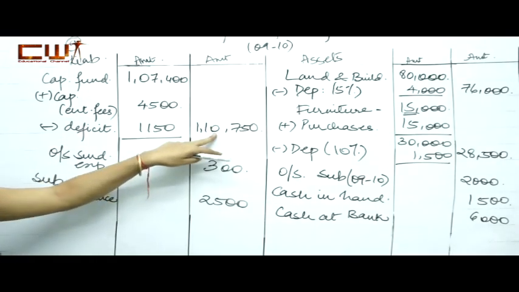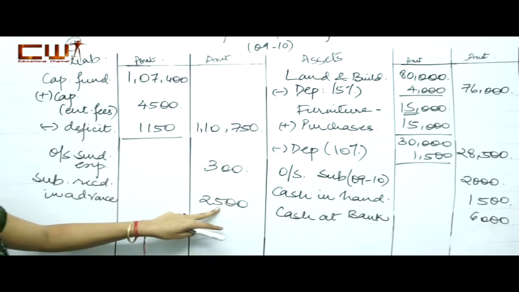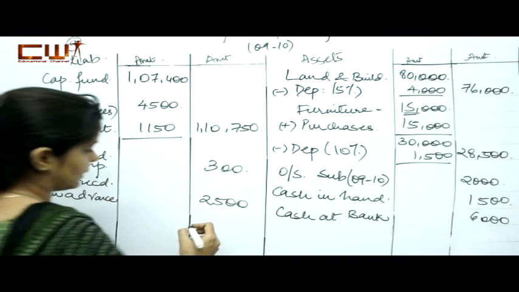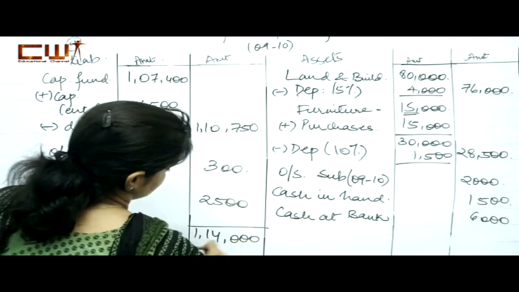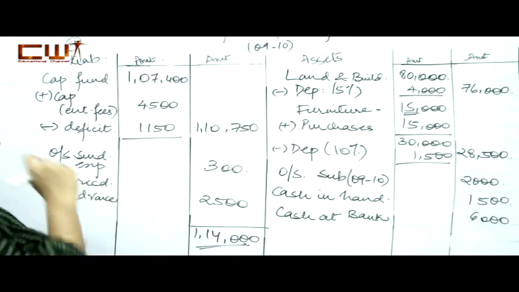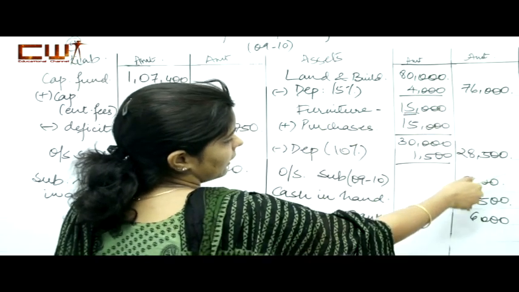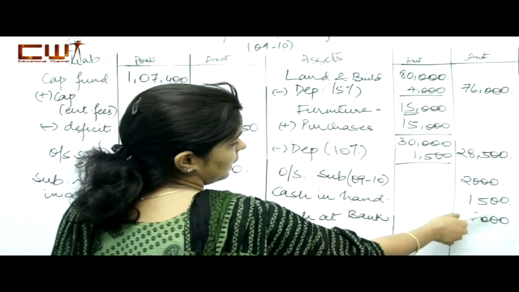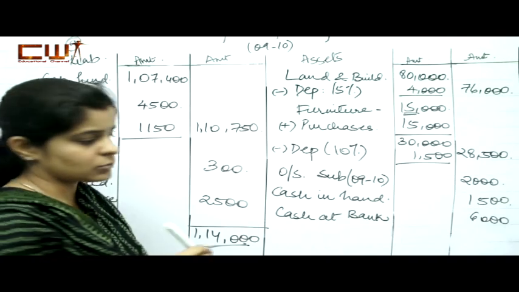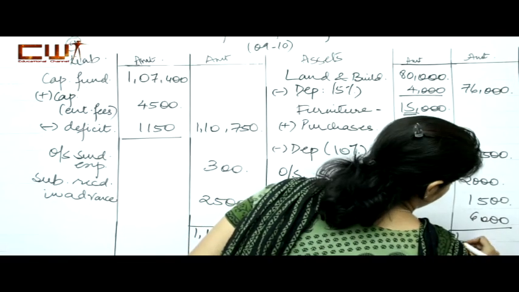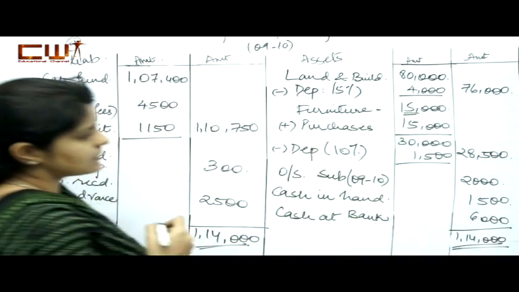So 1,10,750 plus 300 plus 2,500 will give you 1,14,000, right? And then you have 76,000 plus 28,500 plus 2,000 plus 1,500 plus 6,000, which will give you 1,14,000 again. So it balances. This is the total of the balance sheet.